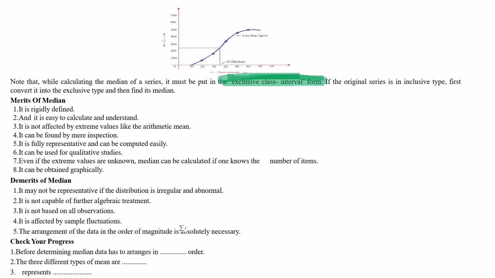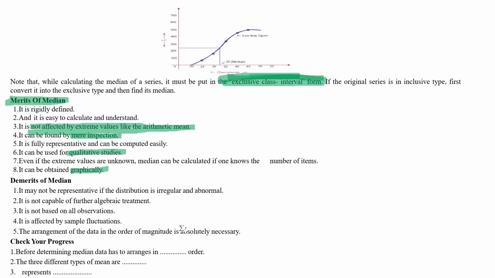Merits of median. It is rigidly defined and it is easy to calculate and understand. It is not affected by the extreme values, whereas the arithmetic mean is affected by the extreme values. It can be found by mere inspection, is fully representative, and can be computed easily. It can be used in qualitative studies. Even if the extreme values are unknown, median can be calculated. One can know the number of items. It can be obtained graphically.